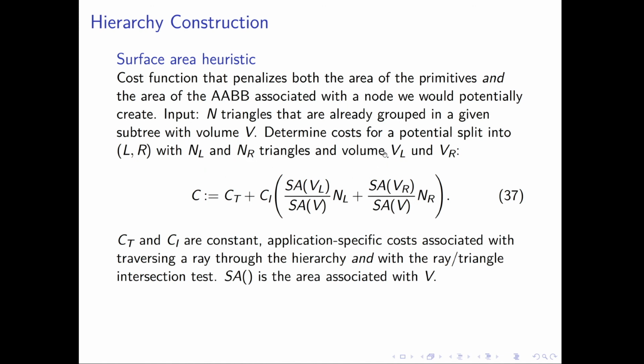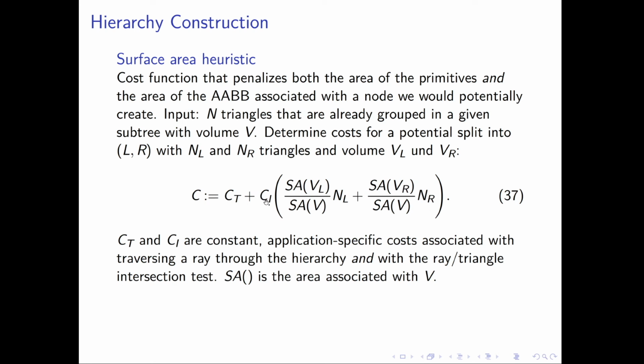The extent, the region of space associated with that, would be VL and VR. Our cost function is now comprised of the surface area of this extent to the left over the total surface area of the subtree, times the number of triangles that go left, plus the very same thing for the right node that we would construct.